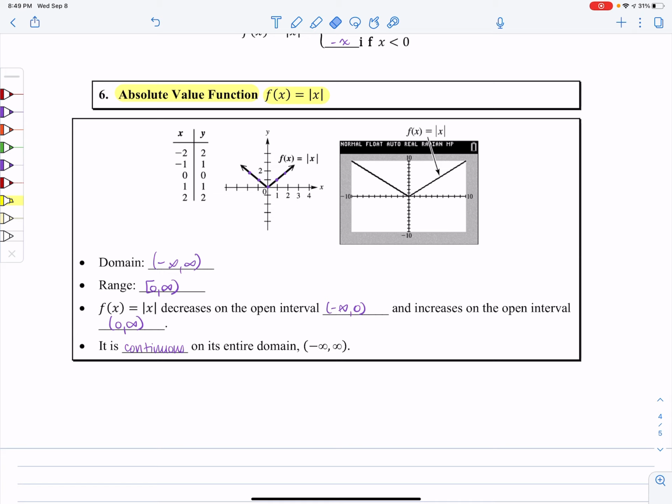So this is the library of functions. Make sure you take the time to memorize those 3 things. Memorize the name of every parent, memorize the equation of every parent, and memorize the graph along with a few special points on every parent.